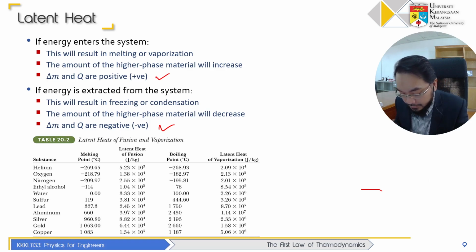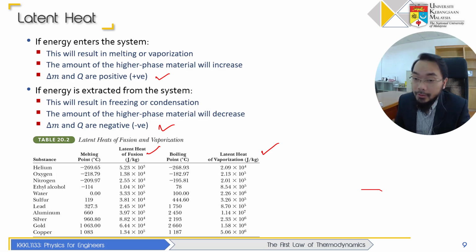Table 20.2 shows you all the latent heats of fusion and vaporization. There is a different value for LF and LV. As you can see, you need more energy to change from liquid to steam compared to from solid to liquid.